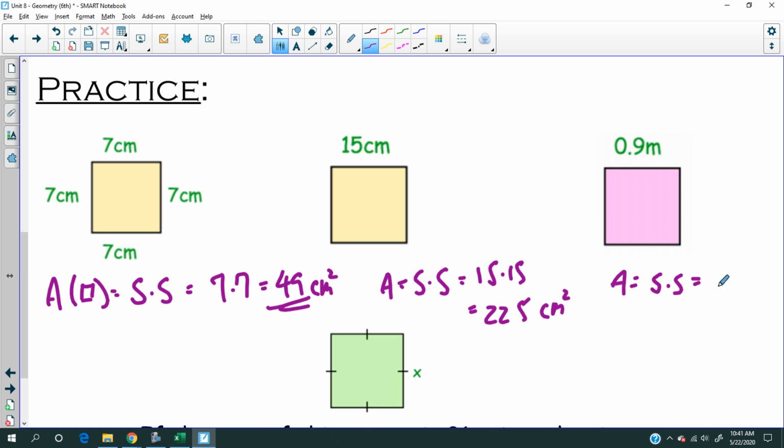Okay. For the last one is... Wow, my computer is freezing a lot today. All right, that's 0.9 times 0.9. What's 0.9 times 0.9? I think it's 0.81. Yep, and I would be right. Okay, let's say 0.81, what is that, meter squared, okay?